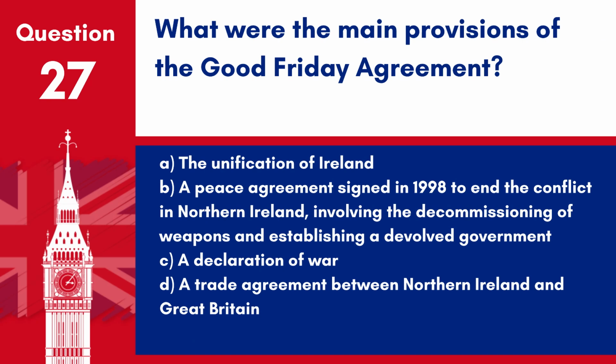Question 27. What were the main provisions of the Good Friday Agreement? A. The unification of Ireland. B. A peace agreement signed in 1998 to end the conflict in Northern Ireland, involving the decommissioning of weapons and establishing a devolved government. C. A declaration of war. D. A trade agreement between Northern Ireland and Great Britain.